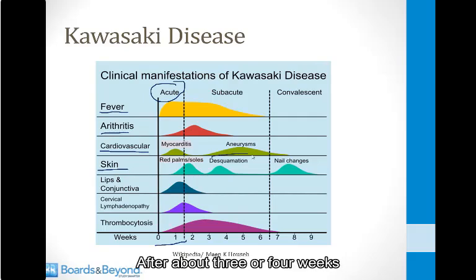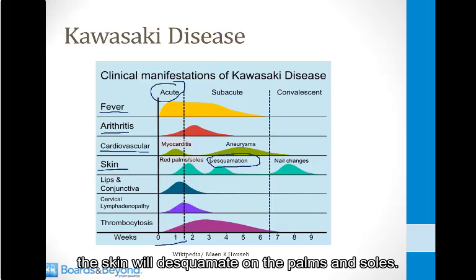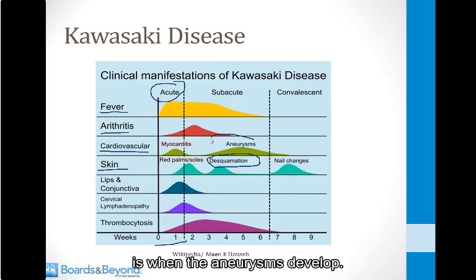After about 3 or 4 weeks, the skin will desquamate on the palms and soles. And after about 3 or 4 weeks is when the aneurysms develop, and this is why you try to recognize this and treat it during the acute phase to prevent the formation of aneurysms.